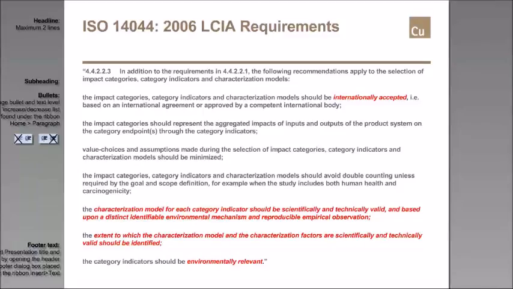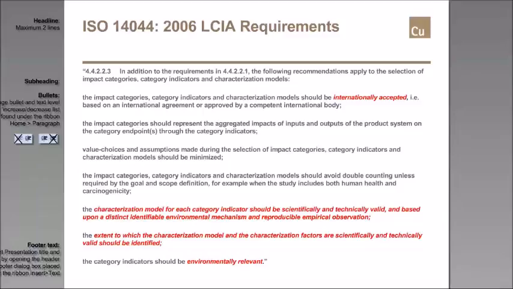Examples of that would be ozone depletion potential that's utilized in LCIA, where all of the characterization factors are based on an agreement made called the Montreal Protocol many, many years ago. Or global warming potential, behind which the characterization model sits that is put forth by the Intergovernmental Panel on Climate Change. There are other requirements here that I won't go through in detail, but if you look to the bottom of the screen, you'll see essentially that the characterization model for each indicator should be scientifically and technically valid and based on some sort of distinct identifiable environmental mechanism.